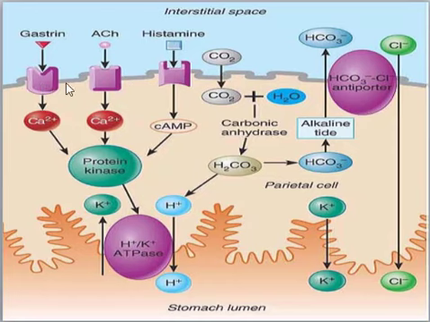Now there are different receptors for the secretion of hydrochloric acid. These are acetylcholine, gastrin, and histamine. Acetylcholine is the neurotransmitter of the vagus nerve of the parasympathetic system, while for gastrin, the second transmitter or second receptor, there is a special cell in the stomach called the G cell or gastrin cell.